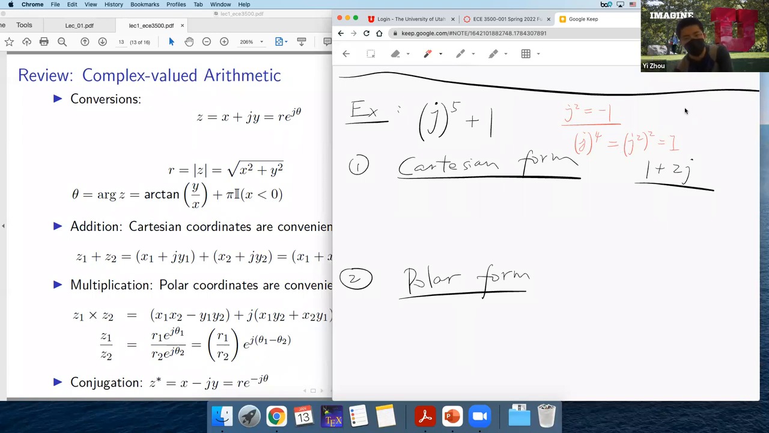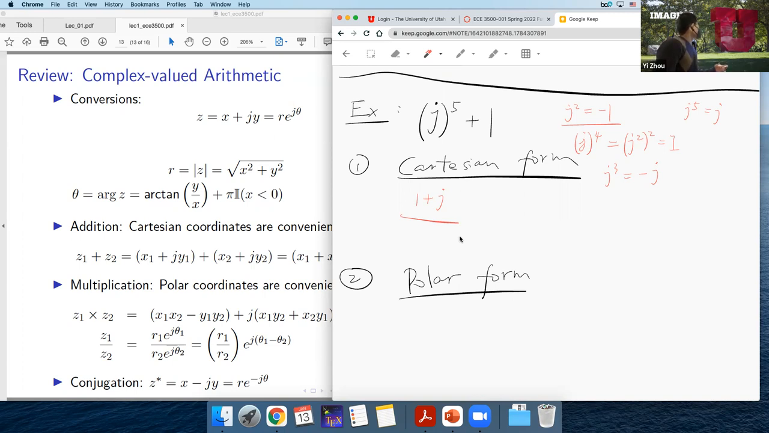So you got j. J to the fifth is j. So you get 1 plus j instead of 2j. Yeah, so be careful when you calculate the exponentials of this j. It's a little bit tricky. You have j to the power of 2 is negative 1, so you can do these tricks. J to the power of 3 is negative j. So you have this Cartesian form.